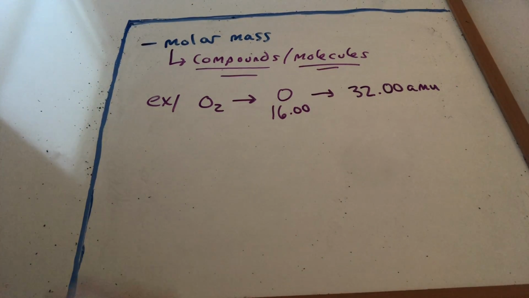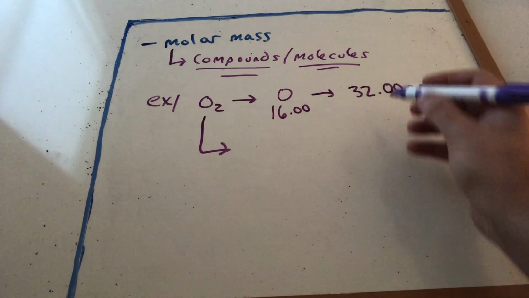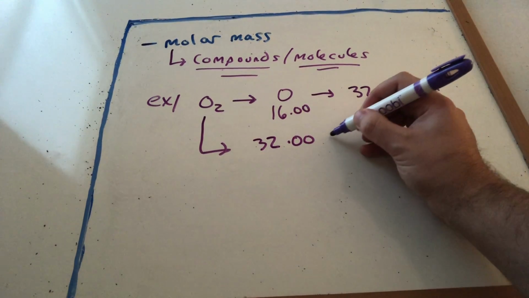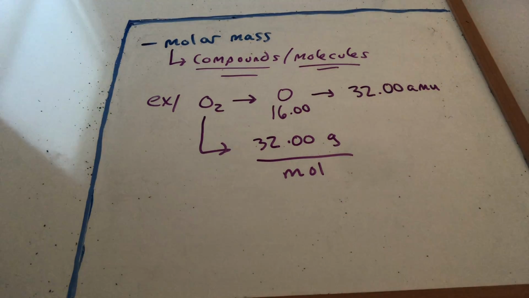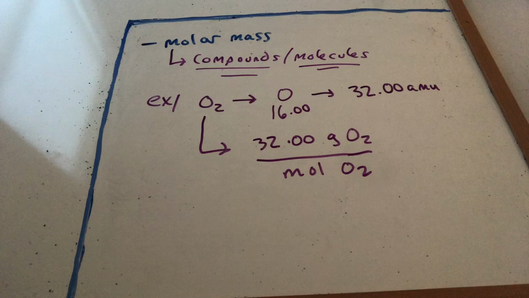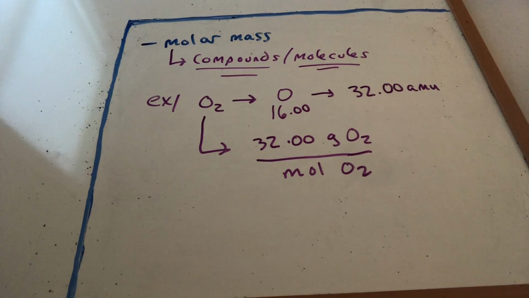Well, what happens if I have a mole of O2? What is the molar mass of O2? It's that same number, 32.00, but now with units of grams per mole. We also make sure we include identity. So the molar mass of O2 is 32.00 grams of O2 for every mole of O2, okay?